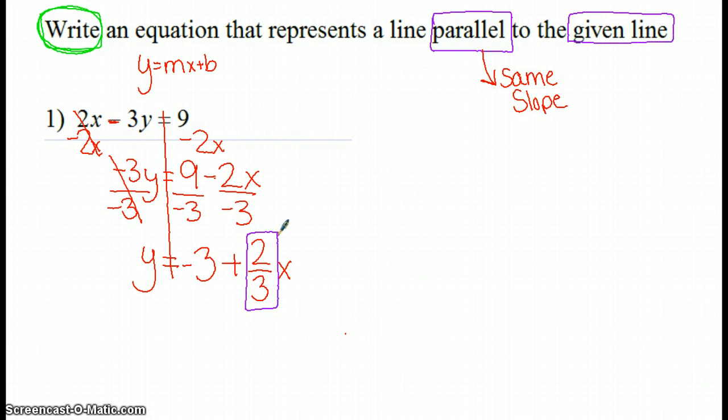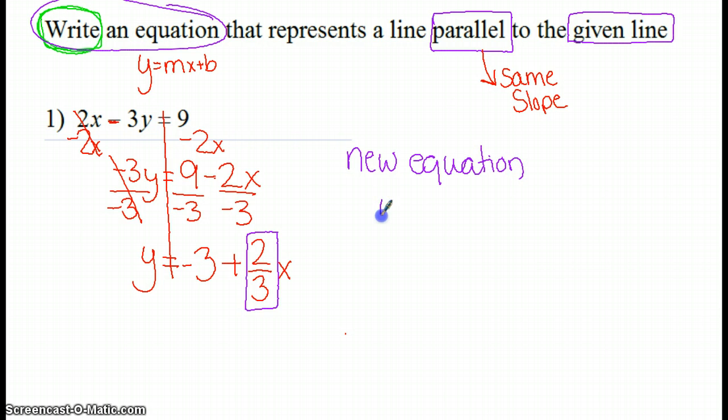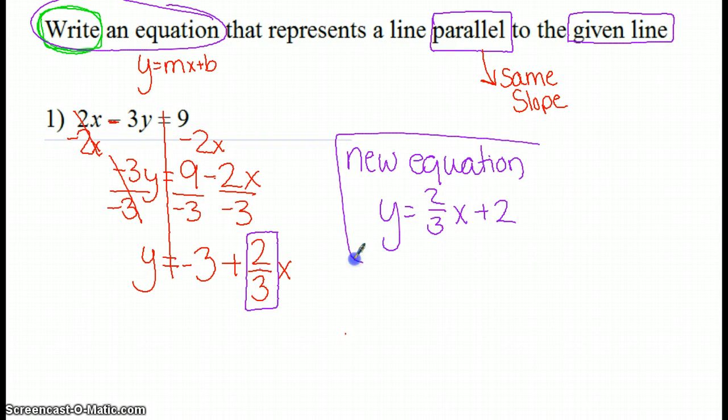I know that I need to write an equation of a line that's parallel, so the slopes will be the same. So my new equation will be y equals 2/3 x, so that the slopes are the same. And I can choose any y-intercept value. I'm going to choose +2. This is the full answer, and I can check off that I have written an equation. You should pause the video here and complete the remainder of the problems in this section.